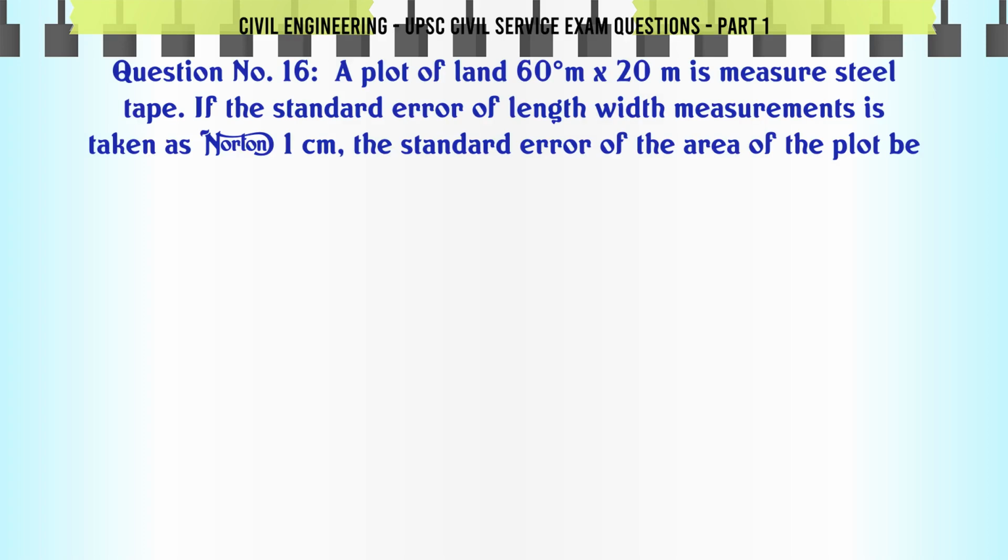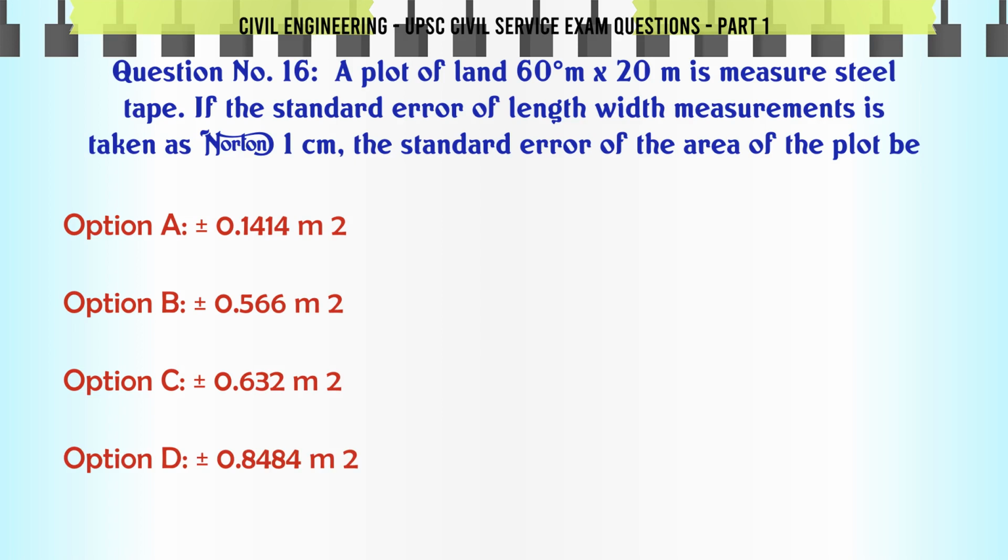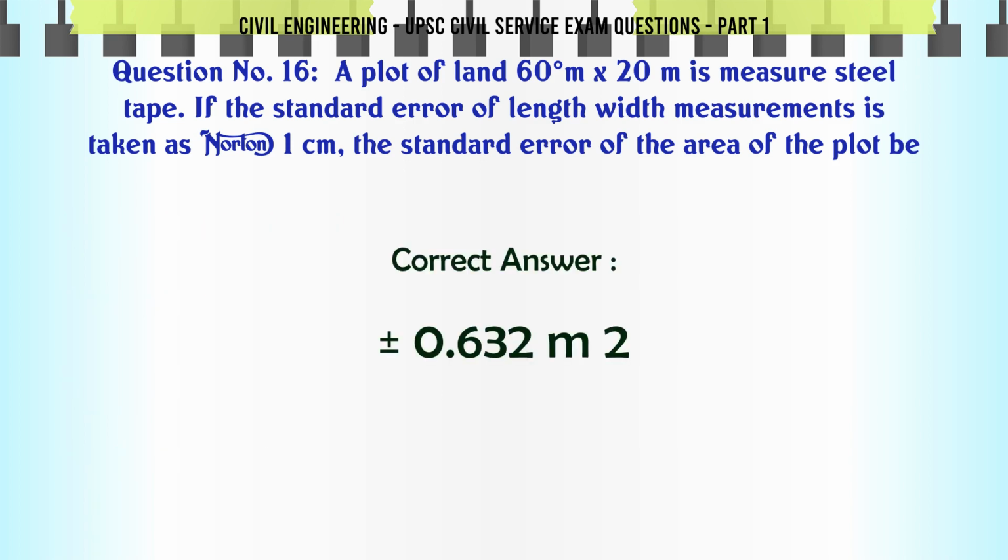A plot of land 60 m x 20 m is measured with a steel tape. If the standard error of length and width measurements is taken as ±1 cm, the standard error of the area of the plot will be A ±0.1414 m², B ±0.566 m², C ±0.632 m², D ±0.8484 m². The correct answer is ±0.632 m².